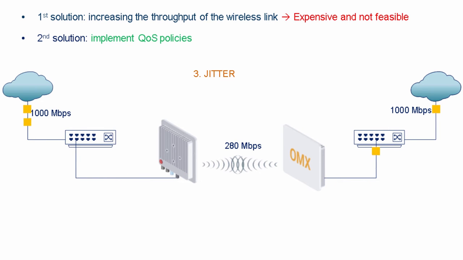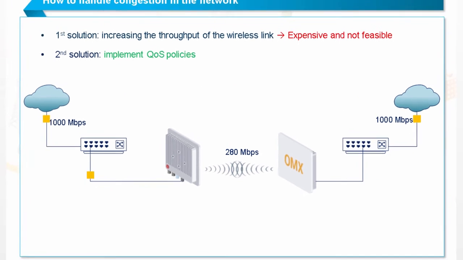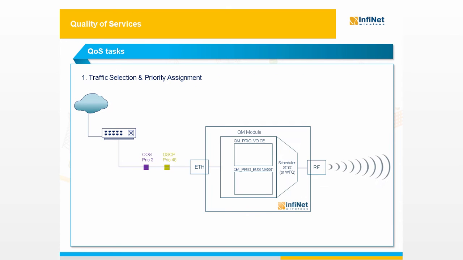For example, if one packet requires 100 milliseconds to cross the network, and the following packet requires 125 milliseconds for the same trip, the delay variation will be 25 milliseconds. To overcome such situations, each endpoint uses a jitter buffer to smooth the delay variations in case of voice over IP, VoIP, or video over IP traffic.